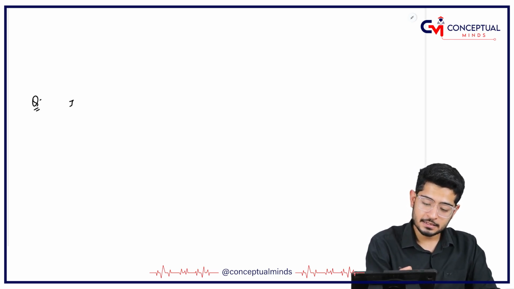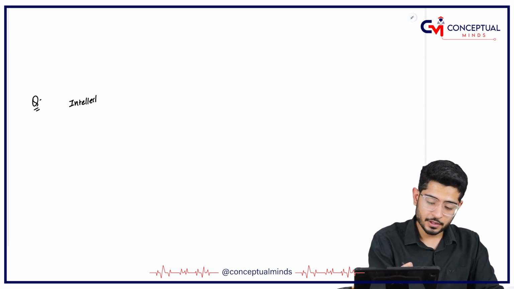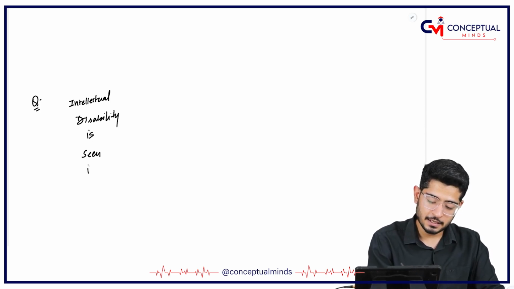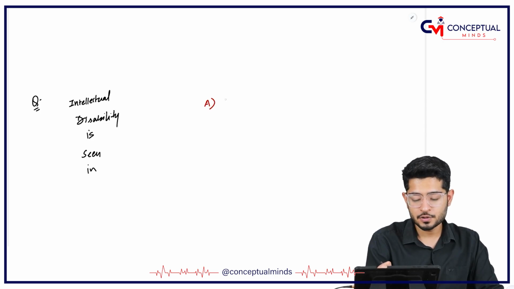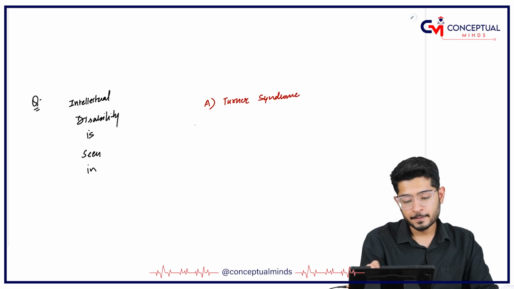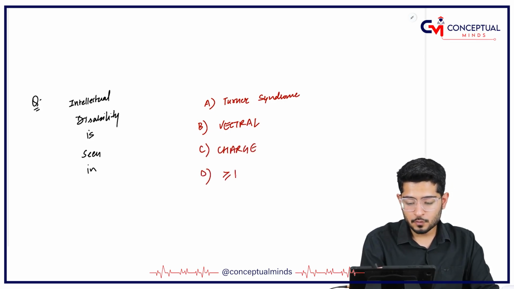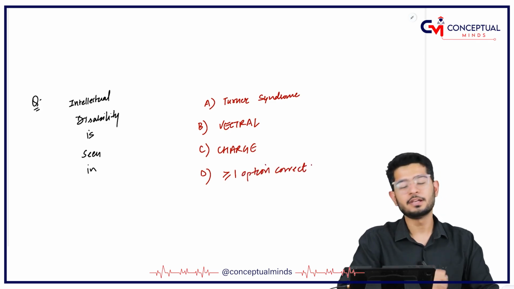The question says: intellectual disability is seen in. Your options are: option A, Turner syndrome; option B, VACTERL abnormalities; option C, CHARGE abnormalities; and option D, more than one option correct? So this is a question which I will leave you with, and I'll wait for your response in the comment section.